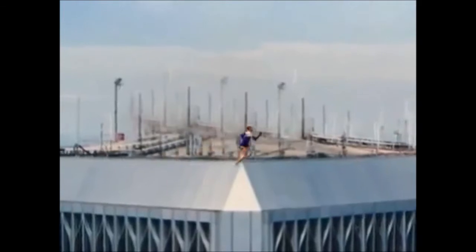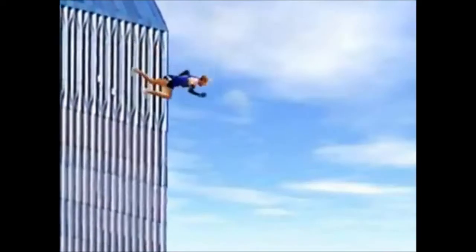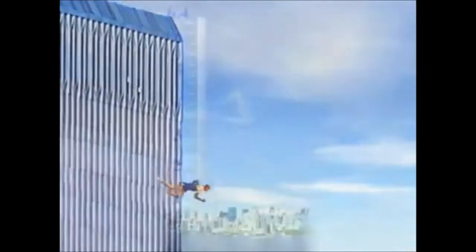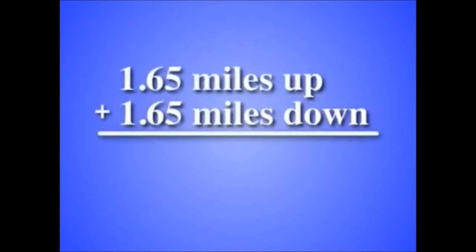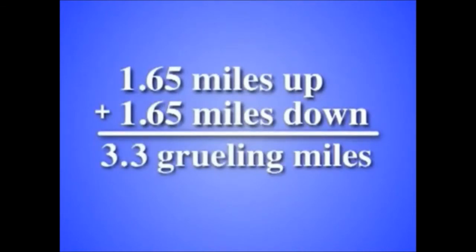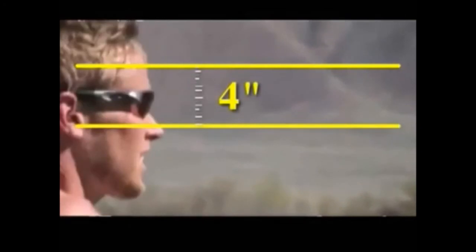Ryan also drops down 4 inches with each stride, which equals another 6.4 World Trade Centers. This adds another 1.65 miles to his marathon for a total of 3.3 additional grueling miles just from bouncing up and down. Each time he drops down 4 inches, Ryan lands with more than twice his body weight. Multiply this 26,200 times, and he lands with a total of 6,812,000 pounds. This constant up and down motion or bounce is the main source of fatigue during the marathon.